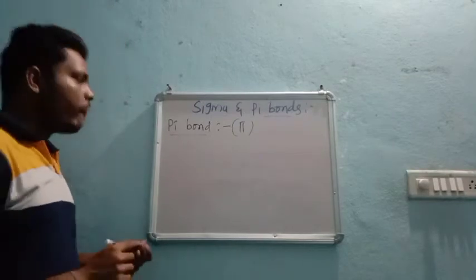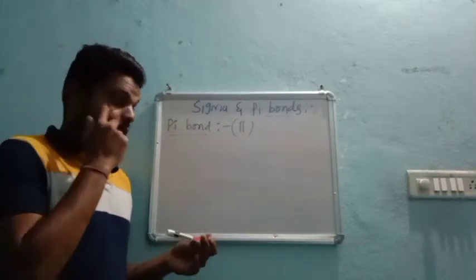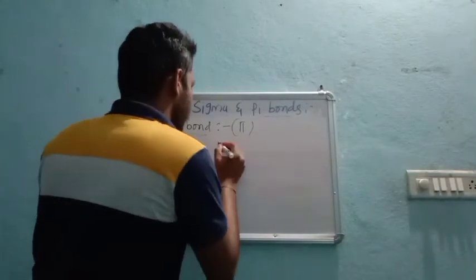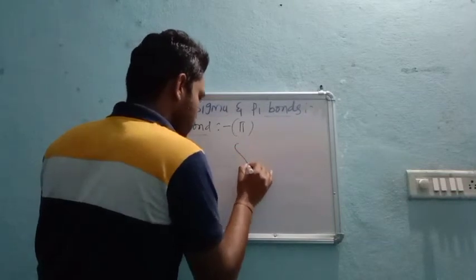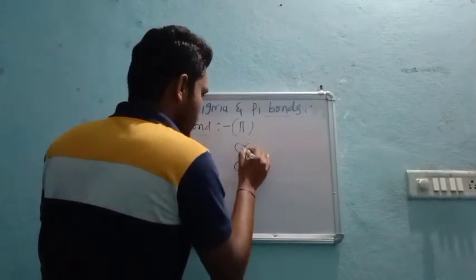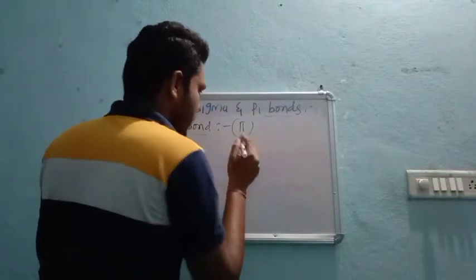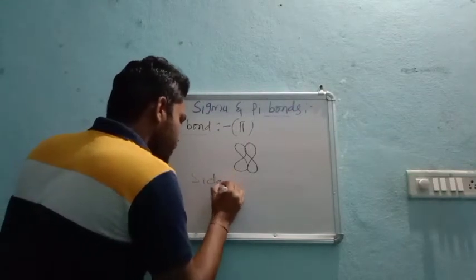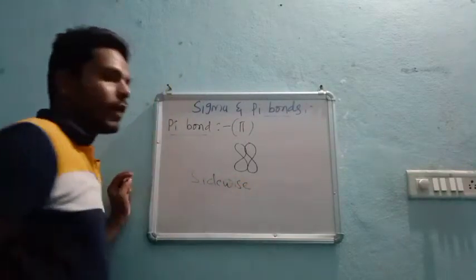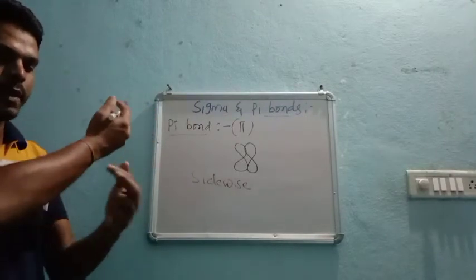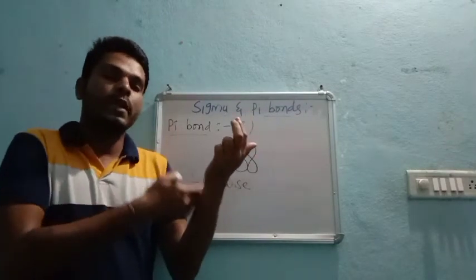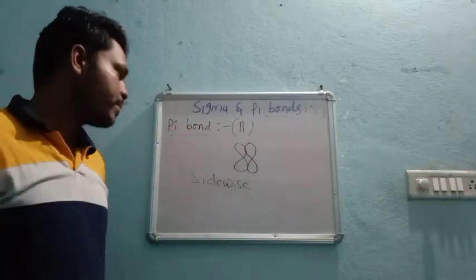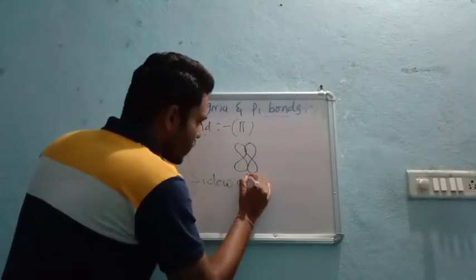Whenever the side-wise overlapping, side to side, takes place, I will show you. Consider this is one atom and this is one more atom, like this. Whenever sidewise overlapping takes place, this is the side of one atom and this is the side of another atom. If this type of overlapping takes place, then this will lead to the formation of a pi bond.